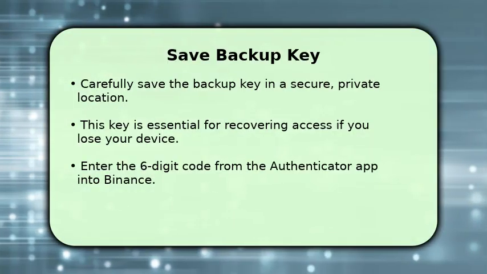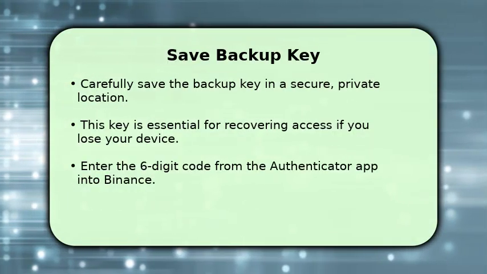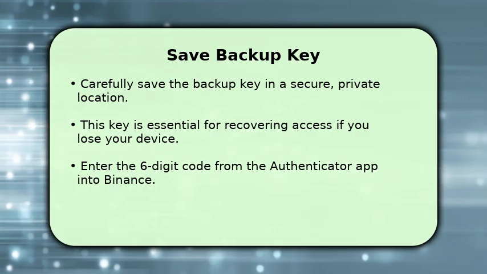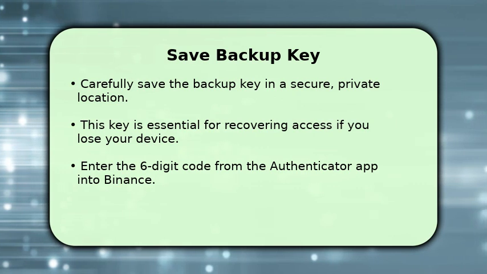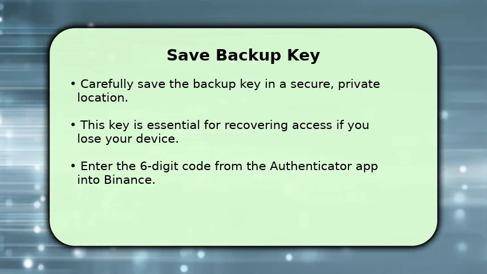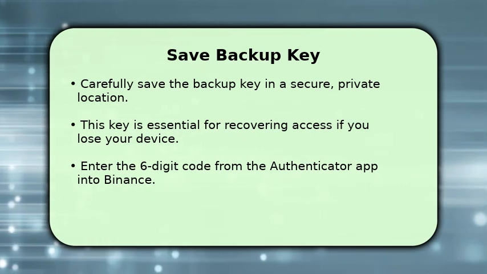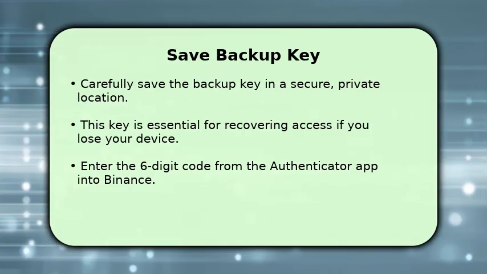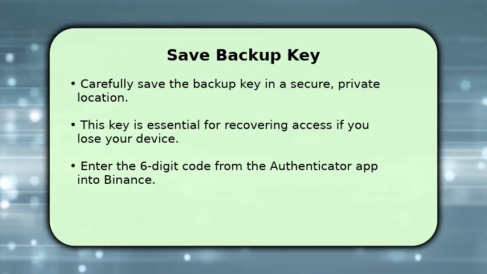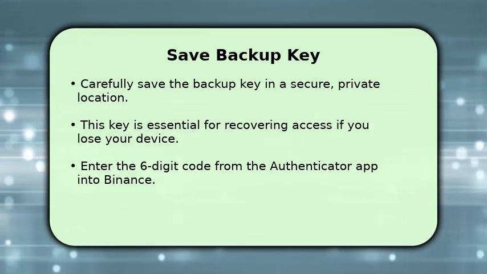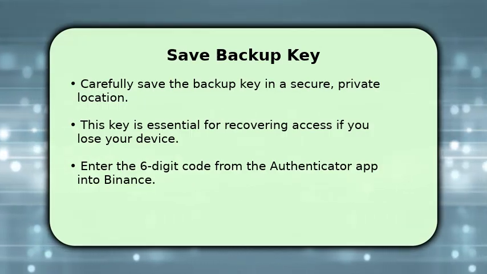It's vital to save the backup key that Binance provides. Store it securely and privately, as this key is your only way to regain access if you lose your phone or the Authenticator app. After saving the key, enter the current 6-digit code from your Google Authenticator app into the designated field on Binance. This confirms the setup and activates two-factor authentication.